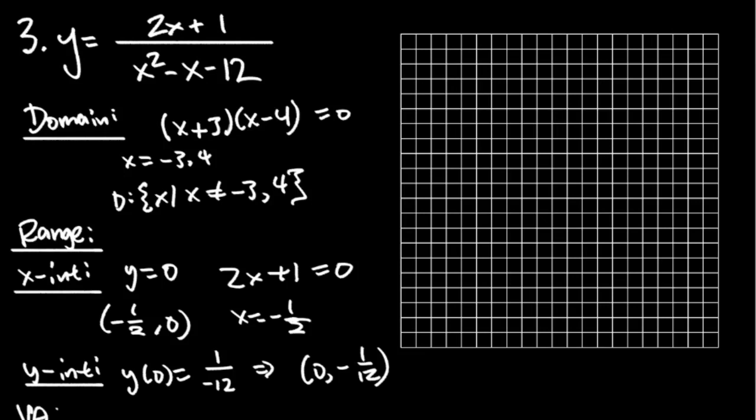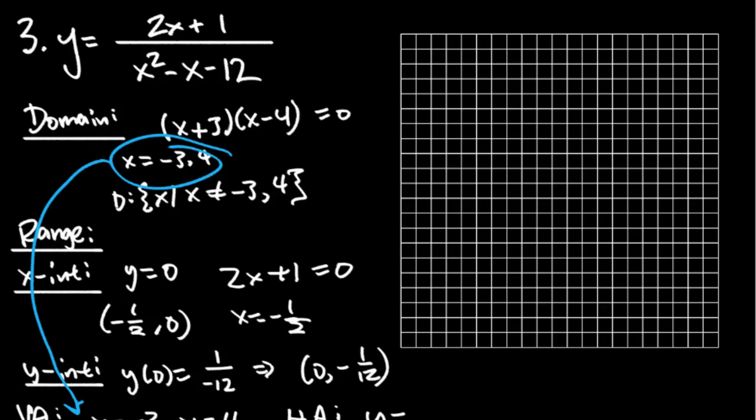And then vertical asymptote. We found that there were two values that made the function undefined. So bring those down. We have two vertical asymptotes, x equals negative 3 and x equals 4. Okay, so then horizontal asymptote. Let's find that. The degrees of the numerator and denominator are different. The one in the numerator is less. Therefore, this is just going to be y equals 0. And then the end behavior.